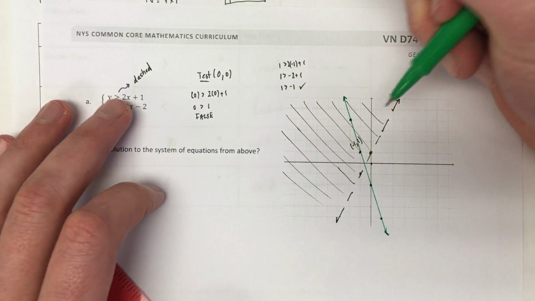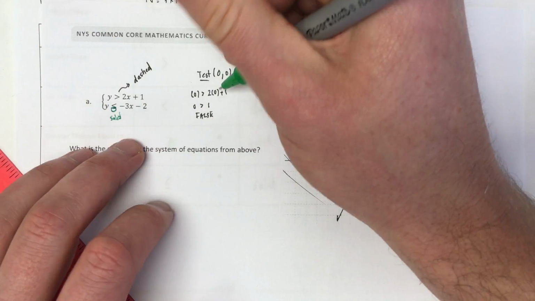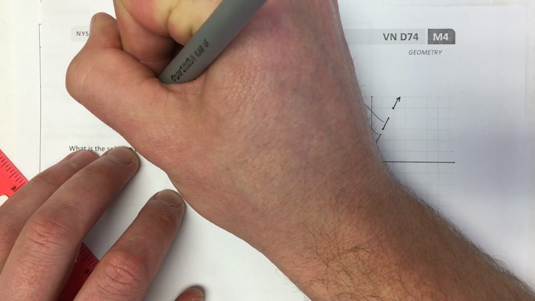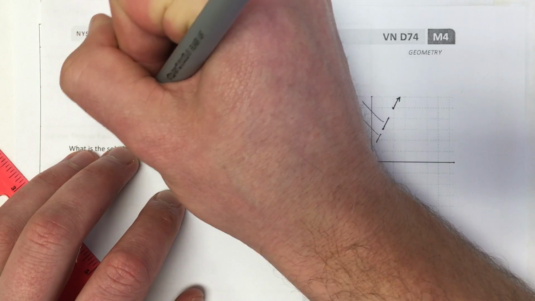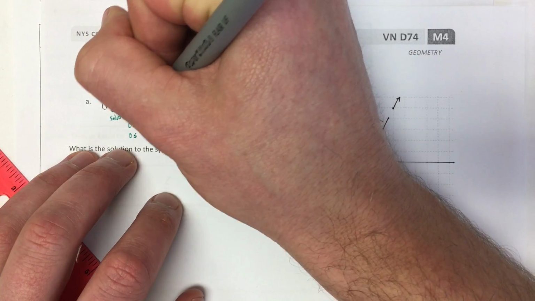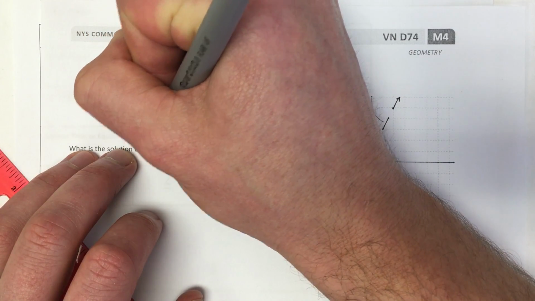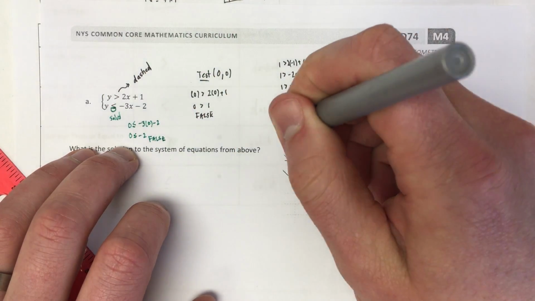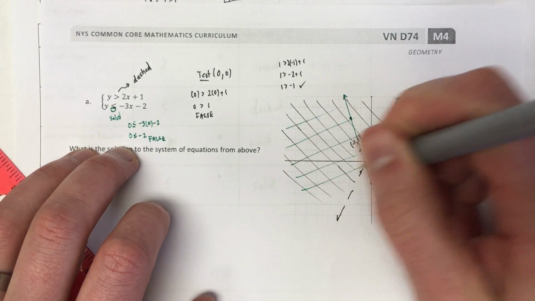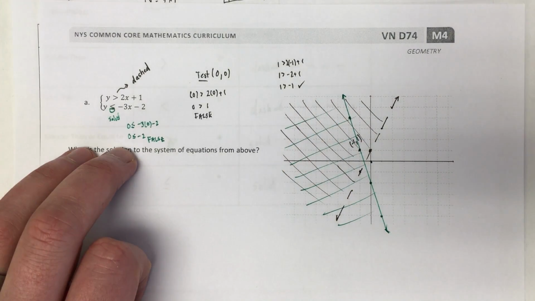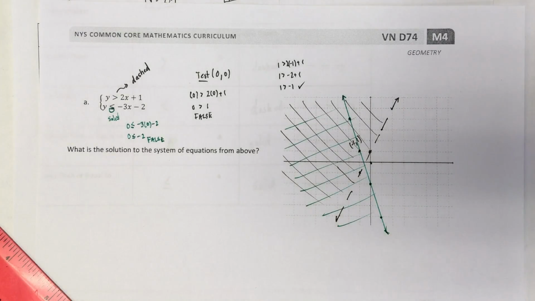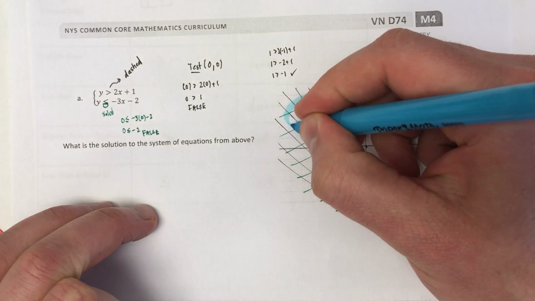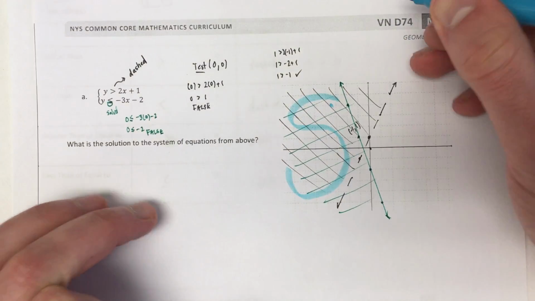Now if I'm going to pick another test point, 0, 0 actually works nice again because my line does not go through it, so we can test 0, 0. Is 0 less than or equal to negative 3 times 0 minus 2? 0 is less than or equal to negative 2. That's also false. I like to put that word in there, and so when I'm shading this, I have to shade away from the 0, 0, so here it is. Now it says, what is the solution set? The solution set is where both of these shaded areas intersect. And so my solution set is all of this area.